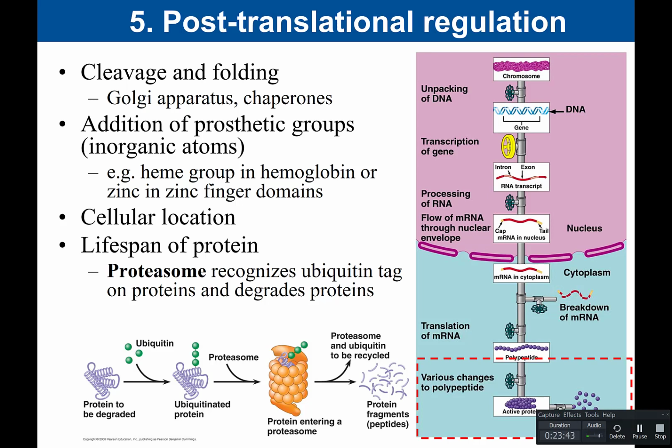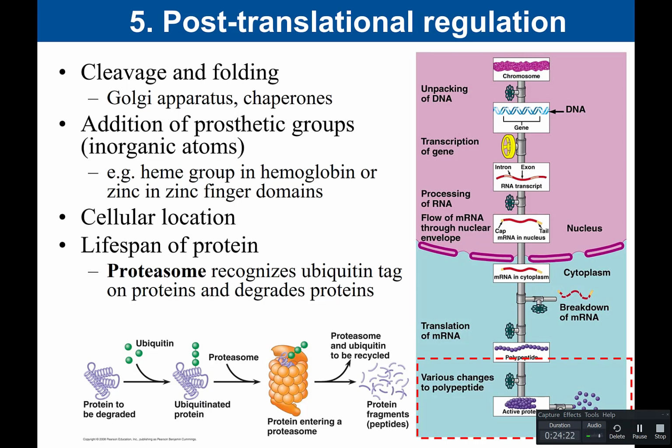Zinc is needed in what are called zinc finger domains. These are basically transcription factors, and they require zinc to allow them to bind to DNA. And so those transcription factors, those zinc finger proteins, are not active without the zinc. So you have to add these prosthetic groups, these inorganic atoms, in order for the enzyme or the protein to be active. Post-translational regulation can happen in terms of cellular location, so whether it gets to where it needs to go in terms of where that protein might function.